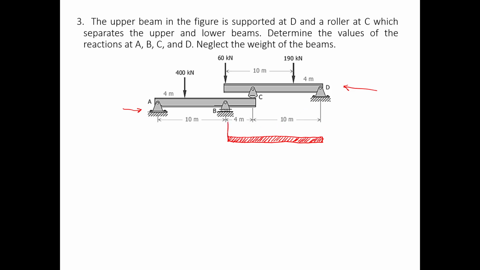Okay, so this one is the 60 kilonewtons and then this is the 190 kilonewtons. And this is the reaction at C and then the reaction at D. So this one is 60 kilonewtons, 10 meters, and then 190 kilonewtons, 4 meters.